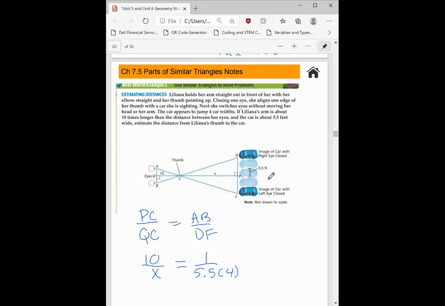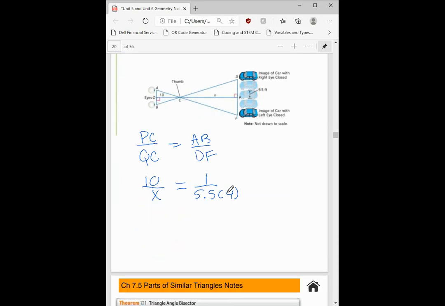Okay, so now what we need to do is cross multiply. So we have 10 times 5.5 times 4 is equal to 1 times x, which is x. Well, if we multiply all those numbers together, we get 220 is equal to x. So that means the car is about 220 feet away from her thumb.